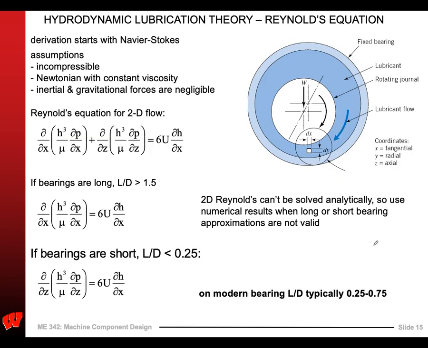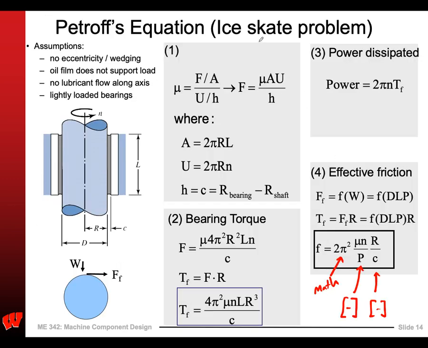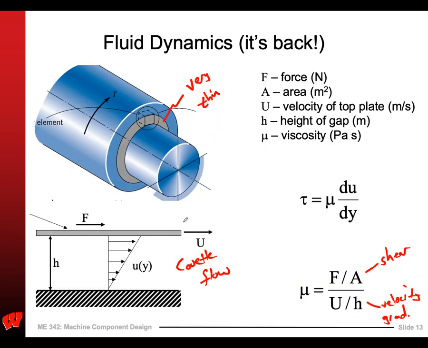All right, but we made some serious assumptions here. These assumptions being that it's perfectly centered, right? The oil film does not support any load, right? There's no load on it. We're just simply shearing the oil. There's no lubricant flow in this direction, up and down, right? And then it's lightly loaded, right? So oil film does not support load, and lightly loaded, I guess, what's that all about, right? That doesn't make any sense. Anyway, so this is really just ignoring the weight of the ice skater or whatever this is.